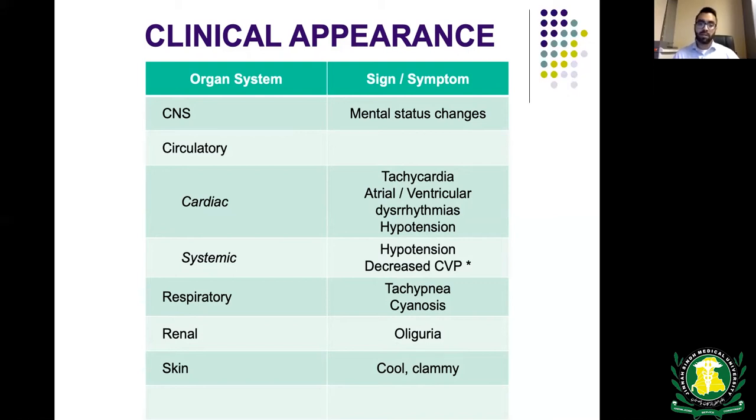Respiratory system, the way it compensates for severe acidosis, as I just described in the previous slide. Because of severe acidosis, you have compensatory hyperventilation, resulting in tachypnea. In severe shock state, you can have cyanosis as well. Decreased renal output, oliguria, and skin examination can be cool and clammy.